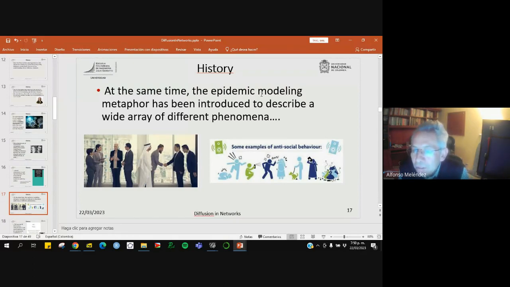The epidemic model has been used to introduce a wide array of different phenomena. Epidemic models have been extrapolated to social contagion, to antisocial behavior. So this epidemic modeling is not only for diseases. Some authors have extrapolated this and used these epidemic models to investigate social matters, okay?